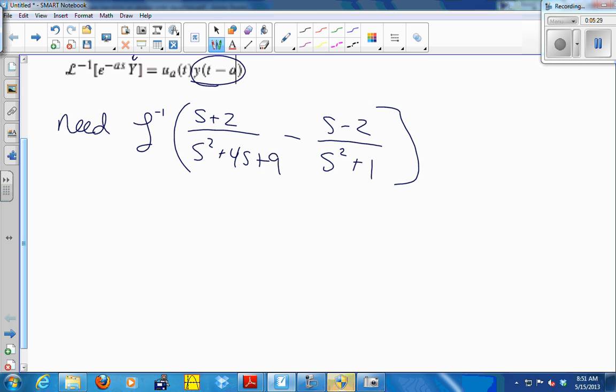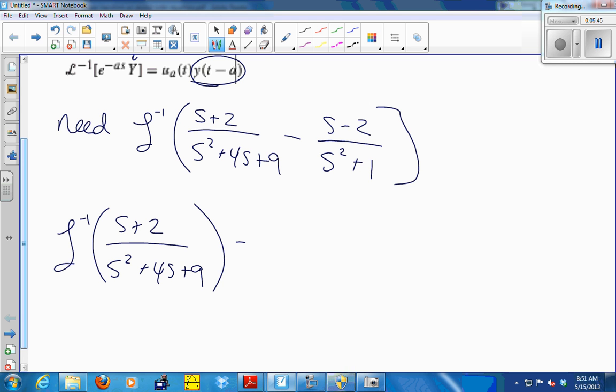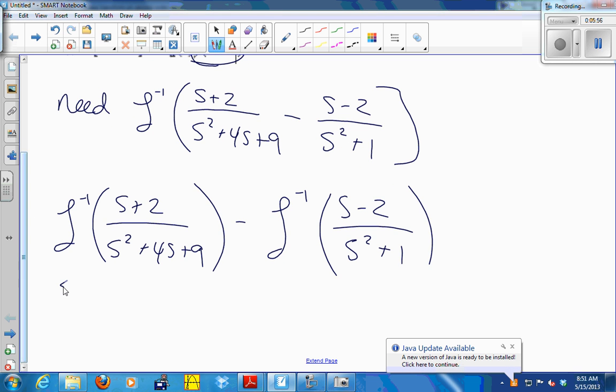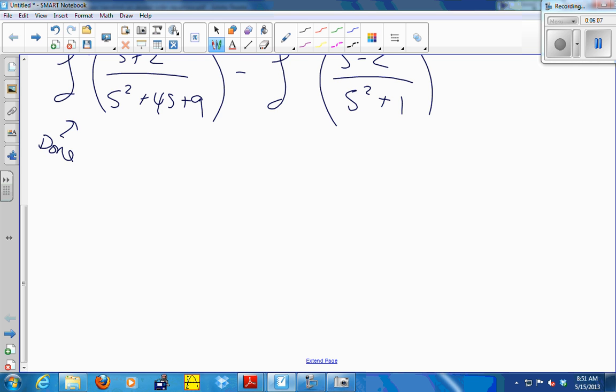All right, so the inverse Laplace of s plus 2 over s squared plus 4s plus 9, we've done. Right? All right, so this we did earlier in one of the previous parts. So I just need to do this part, the s minus 2 over s squared plus 1.